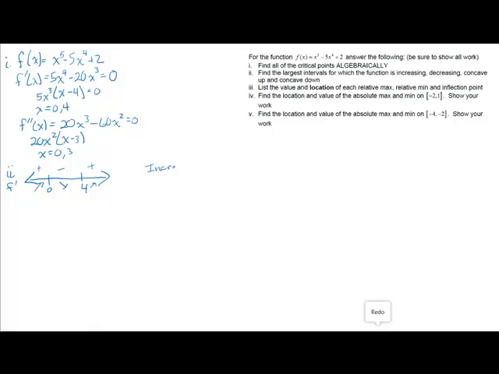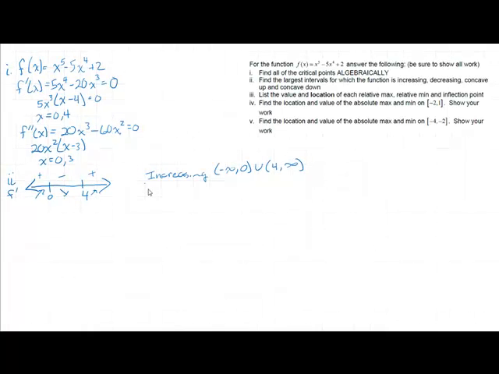So let's write these up in interval notation. The function is increasing from negative infinity to 0 and 4 to infinity, and decreasing in between there. So our interval for decreasing would be from 0 to 4.